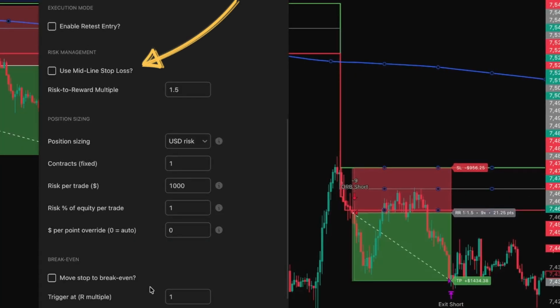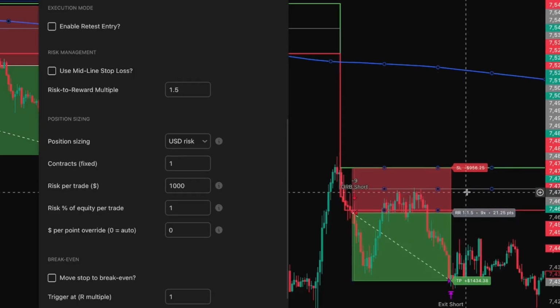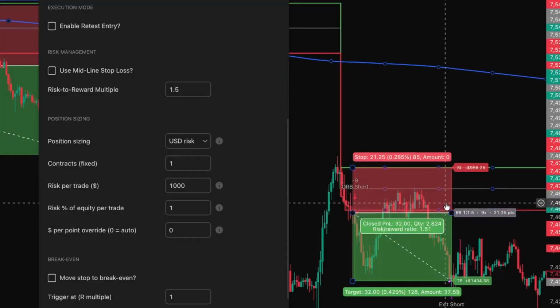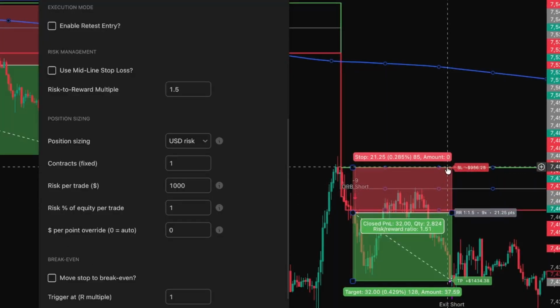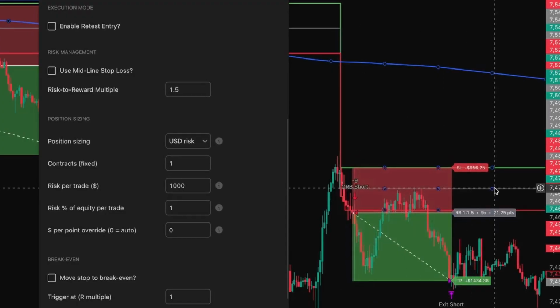In the risk management section, I also added that you can put your stop loss in the middle of the actual ORB, as you can see, this gray line here. You can put the stop loss based off here. As you can see, my stop loss is based off the other side of the ORB, but you can easily put it on the middle line if you would prefer.